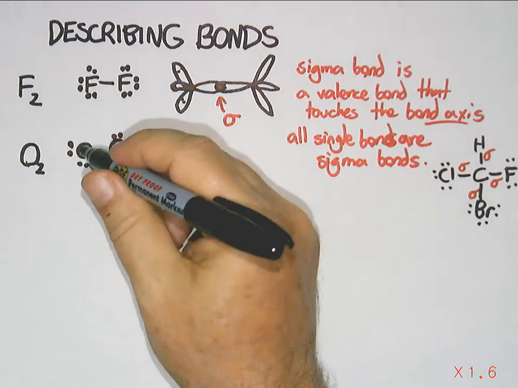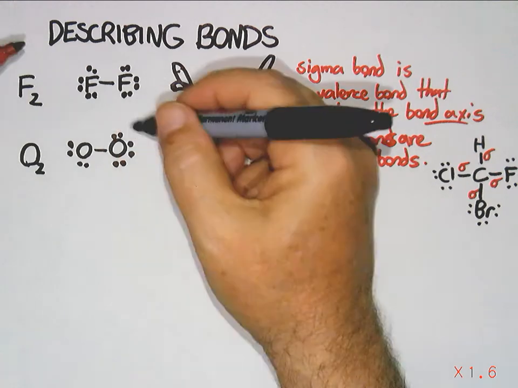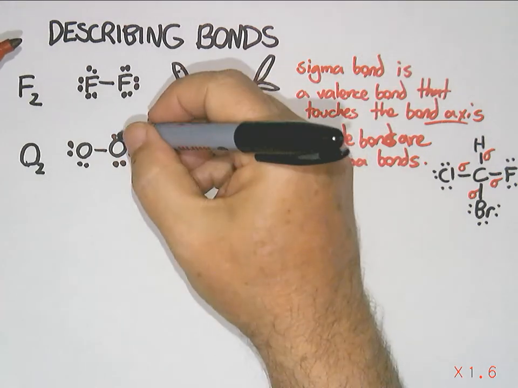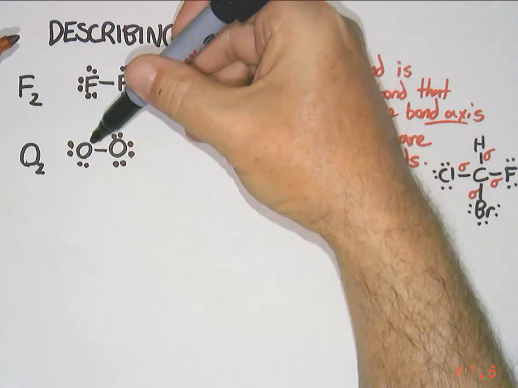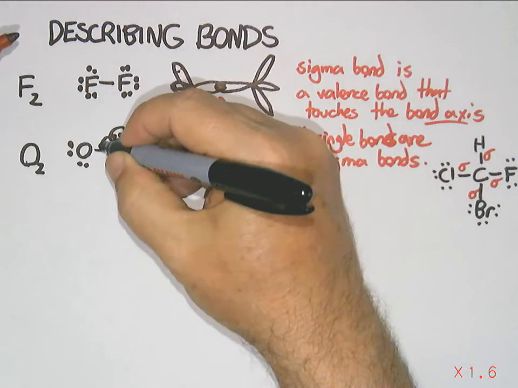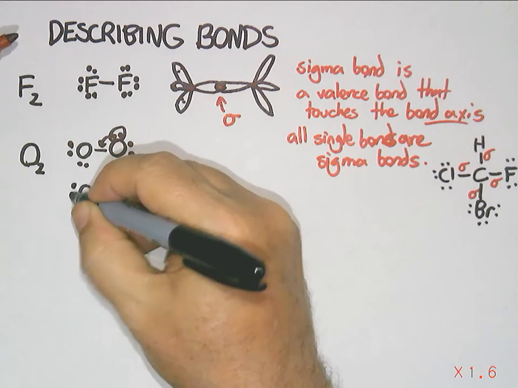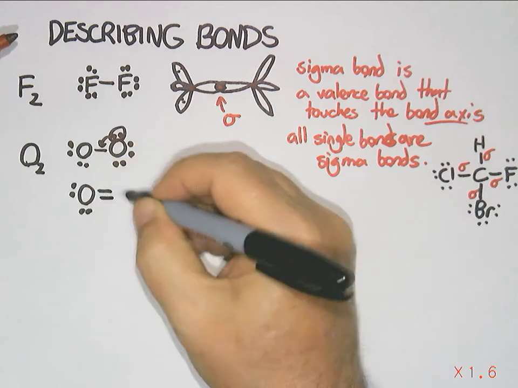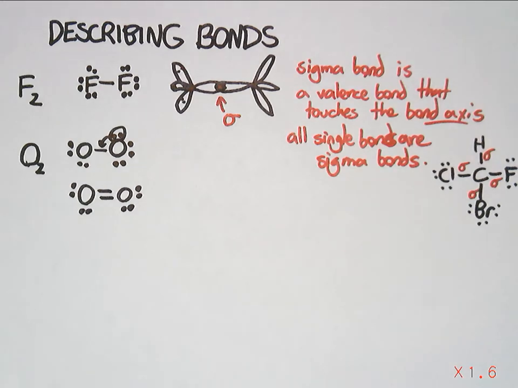Now this one's not satisfied. It doesn't have an octet. But what I can do is share a lone pair with the neighbor. So I can take this lone pair here and move it down as a bond. So if I do that, I'm going to get a double bond. And that's what the Lewis theory predicts for this. We should have a double bond.